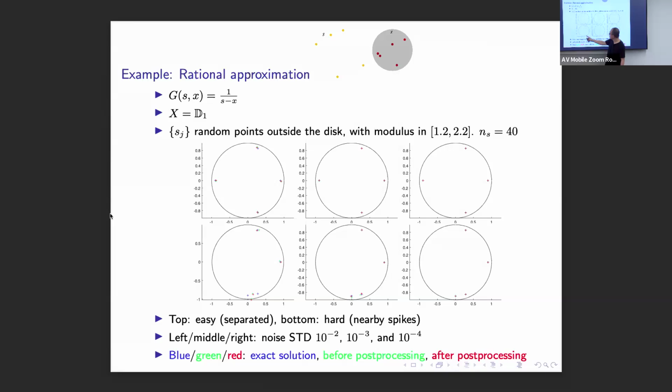So you see that when the noise is big, 10 to minus 2, and in the simple case, it works very well. In the hard case, it does have an error. For example, these two I got mixed up. But as you move to lower noise, both work quite well. In this case, you see that both the green and the red ones stay very close to the true exact solution, and in this case, they're right on top of each other. So when the noise is 10 to minus 4, you see that we can do quite well in rational approximation.